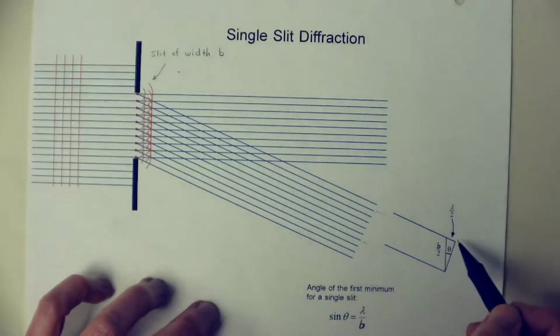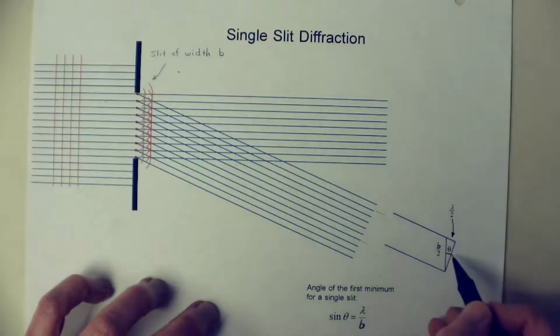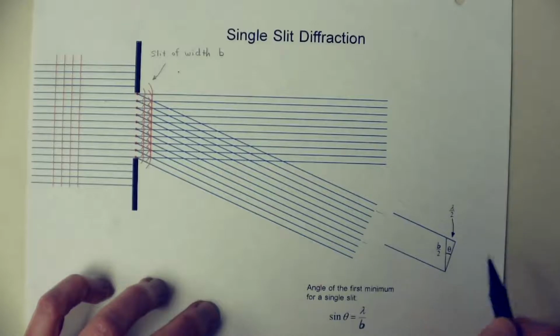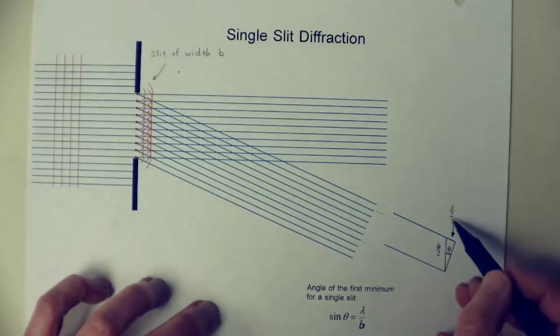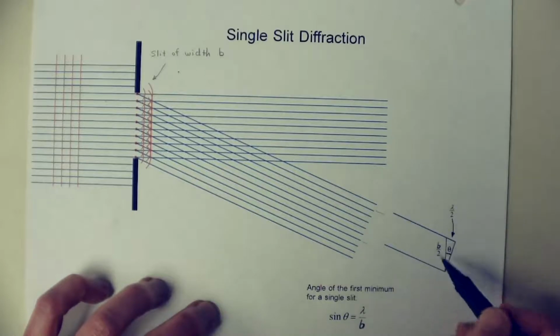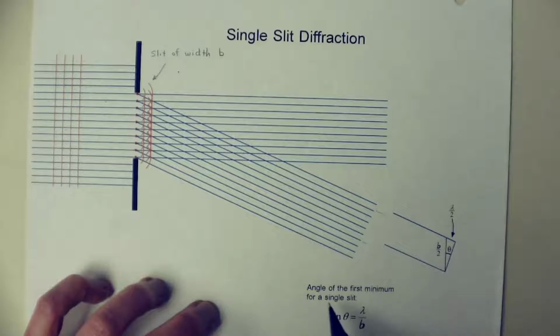And so we would have, and of course this is the hypotenuse, and here is the far side from theta, the opposite side. So there's a sine theta relationship. Sine of theta would be lambda over 2 over b over 2. Well, that's the same thing as lambda over b. So that's the angle of the first minimum. Sine theta is lambda over b.